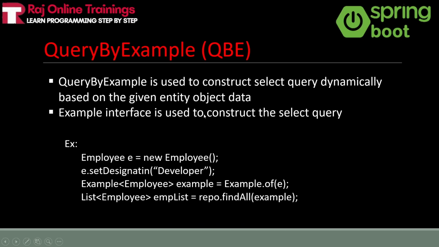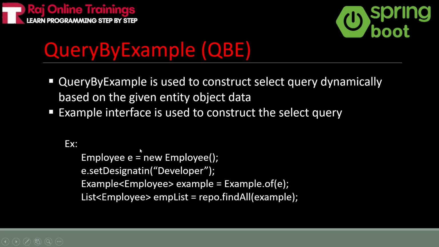So what is query by example? Query by example is used to construct a select query dynamically based on the given entity object. Based on the properties we set on that object, it is going to construct the query dynamically. And to go with query by example, we are going to make use of the Example interface. Example interface is used to construct the select query.